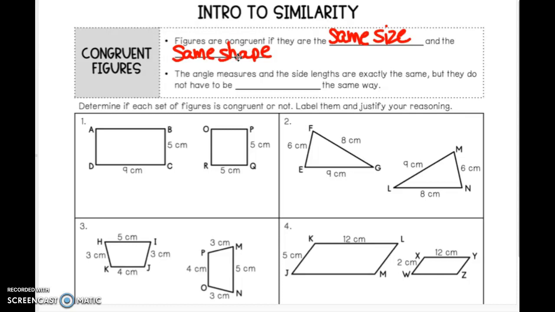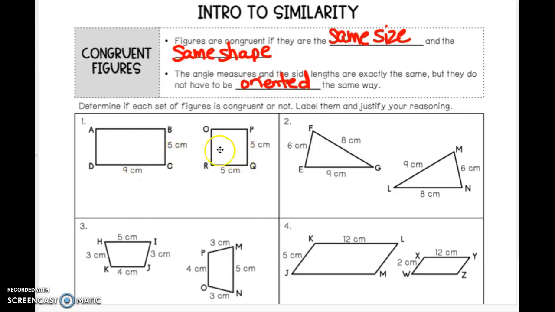The angle measures and the side lengths are exactly the same, but they do not have to be oriented the same way. So one could be upside down while the other one's on its side, and as long as they're the same size, same shape, and have the same angles, they're congruent. So let's determine in these four pieces if they are congruent or not, and we'll justify our reasoning as we go along. So, same size, same shape.